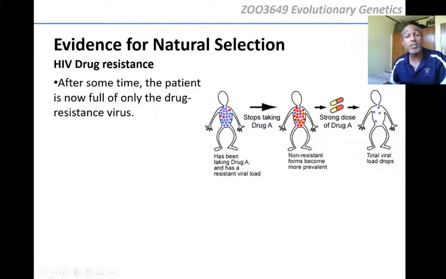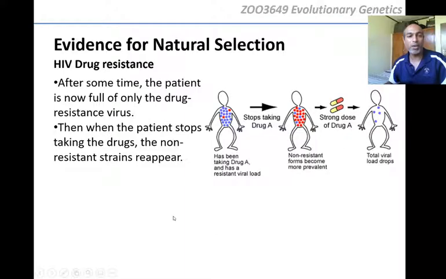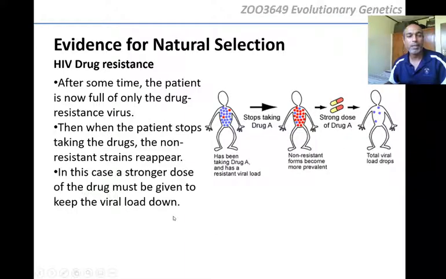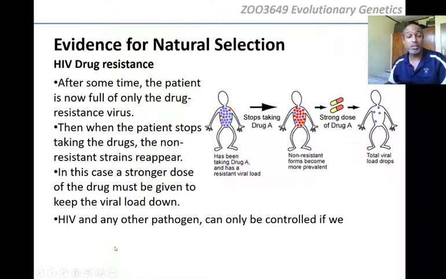Eventually, the virus that is not resistant to the drug becomes more common again. You wait, and then you give a very strong dose of that to bring the viral load completely, almost, to zero. Okay? And that is what these antiretroviral drugs are doing. Okay? And the text here is what I've just explained to you.